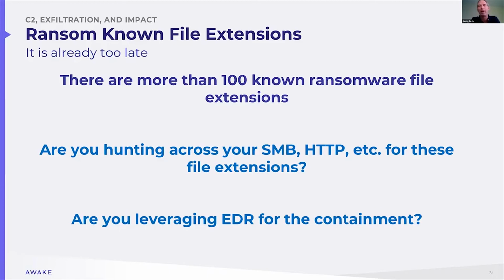They're not the common operating system extensions. So you can hunt for these known extensions across the wire and see what's going out. But at this point, you've already seen encryption and it's getting too late. You can stop the impact of the encryption at that point, which again is just another phase in the attack. So you want to be hunting for that stuff across SMB, ACP, etc.